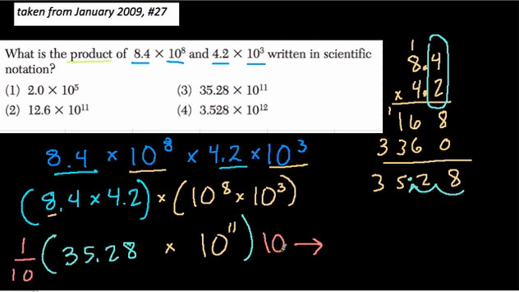Anyway, so 35.28 becomes 3.528. We're just dividing by 10, which means we're moving the decimal to the left. Here we're multiplying 10^11 by 10, and it gives you 10^12, and we're done. We have our answer in scientific notation.